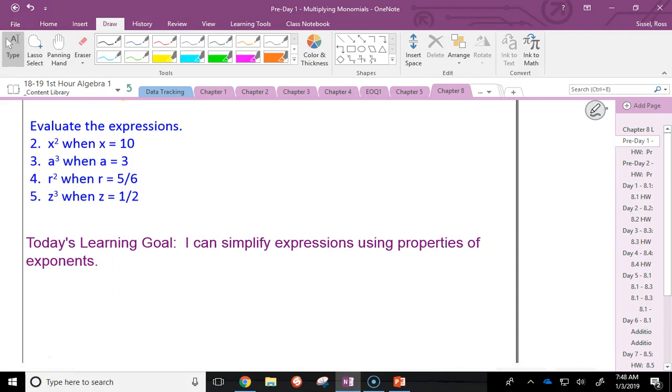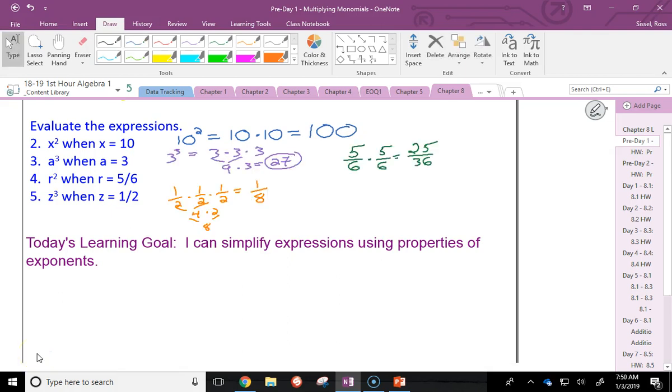Evaluate the expression x squared when x equals 10. Pretty simple. You would just input 10 in for x, so we'd have 10 squared, which is 10 times 10, which is 100. So take a couple seconds, I'm going to pause this real quick, do numbers 3, 4, and 5, and let's see if we can come up with what the expression would equal.